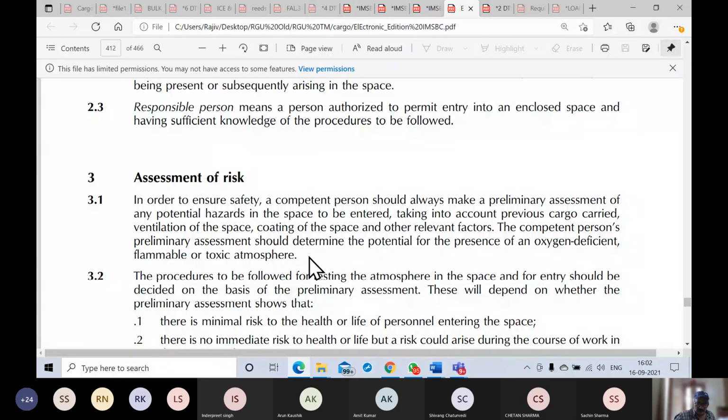Because not all cargoes give out toxic fumes. Not all cargoes emit gases which are harmful. Some cargoes just cause oxygen depletion atmosphere. That also makes it dangerous. When the cargo has a tendency to absorb oxygen, it creates an oxygen depletion atmosphere. That is also dangerous. Oxygen level is low.